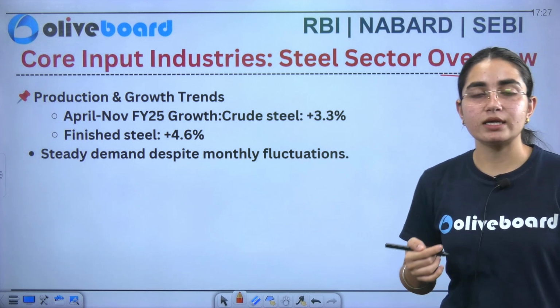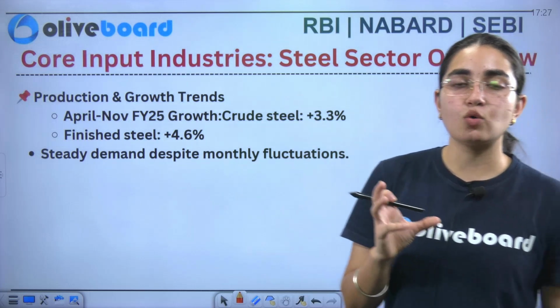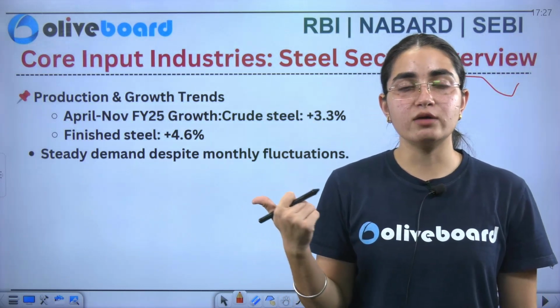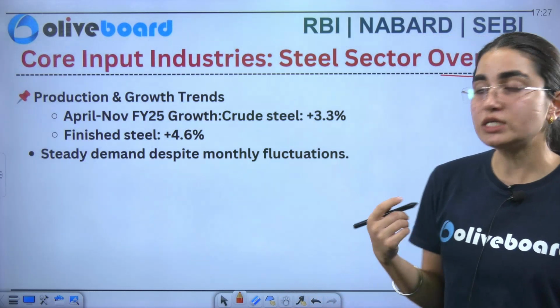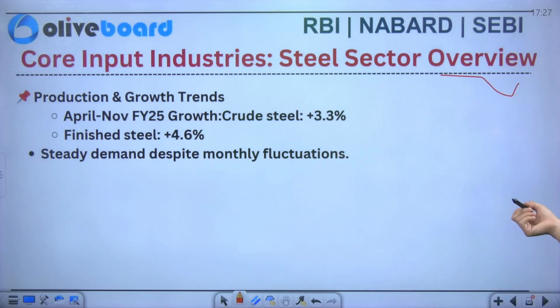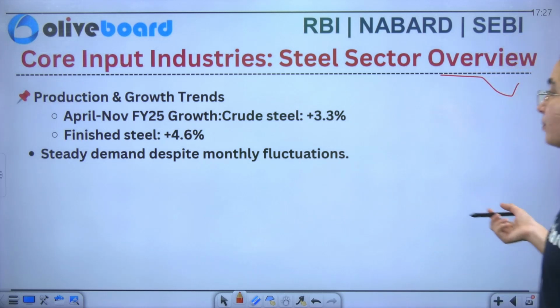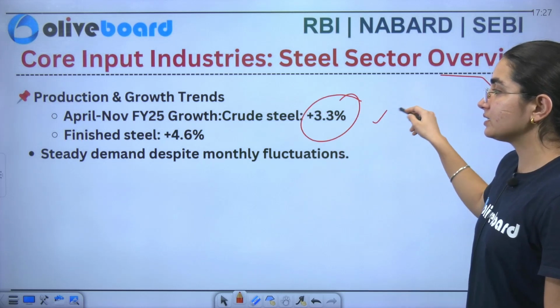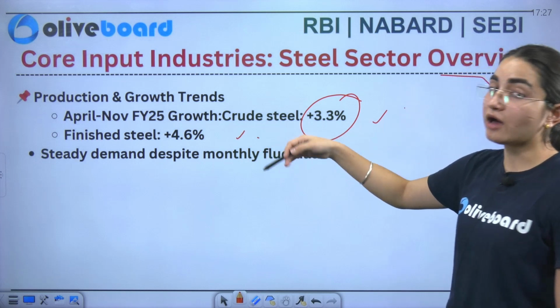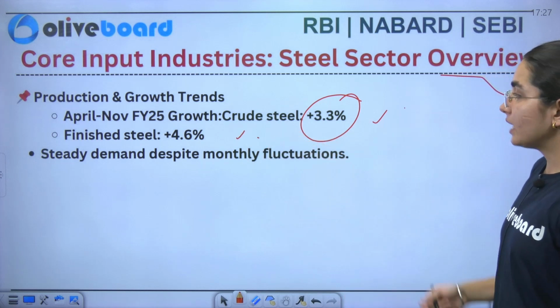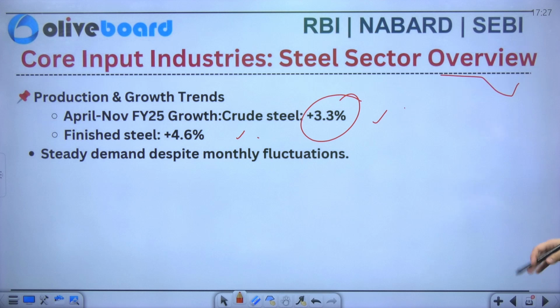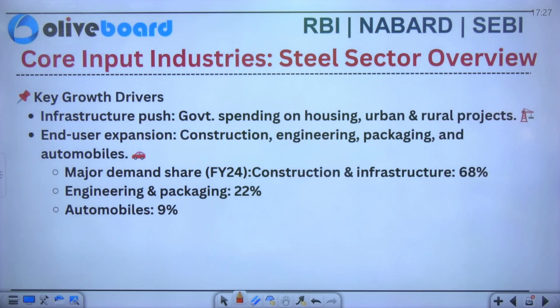Now we will talk about the steel sector. Here we are considering the core industries, out of which we are already done with cement. Now it is the turn of steel. If I talk about production and growth trends, we have a 3.3% rise here. For finished steel, we have a 4.6% rise here. There is steady demand despite monthly fluctuations also.